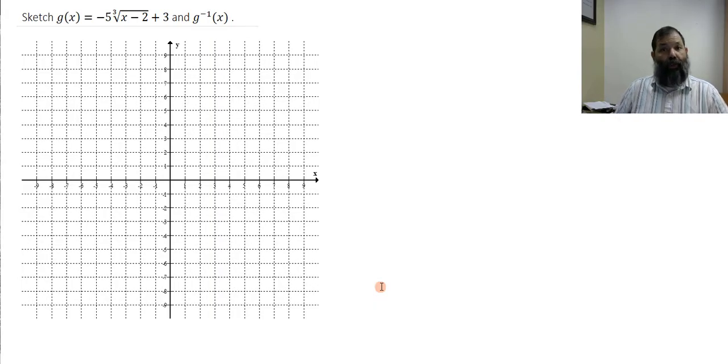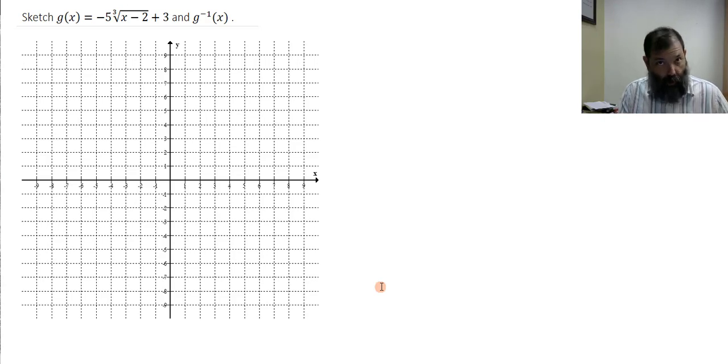Here we are asked to sketch g of x is equal to -5 times the cube root of x minus 2 plus 3 and g inverse of x. And we aren't given the g inverse function. So what I will do here is I will use transformations to sketch g of x and then invert those ordered pairs to sketch the inverse function.